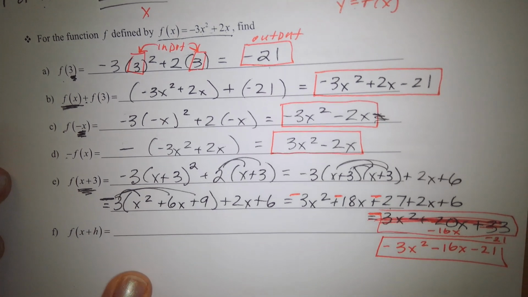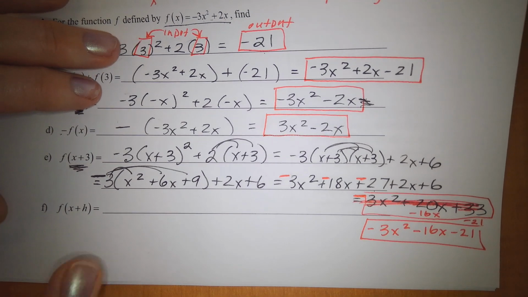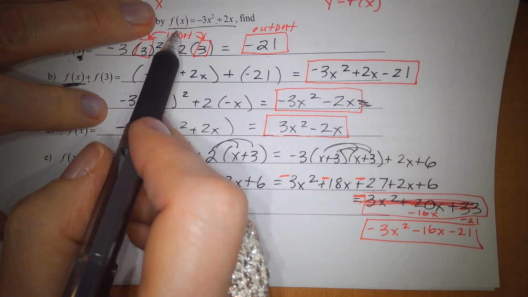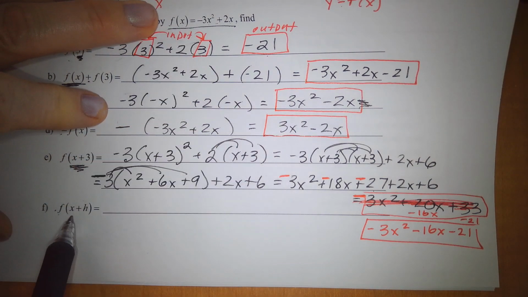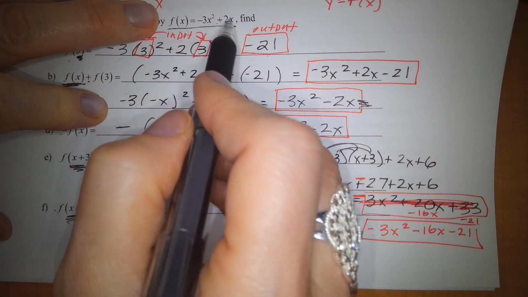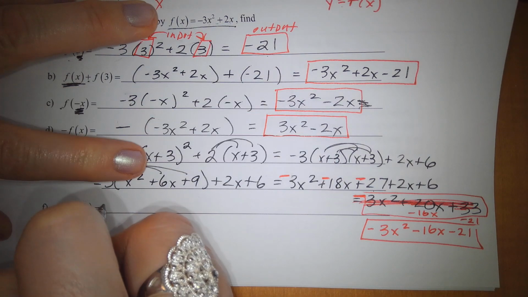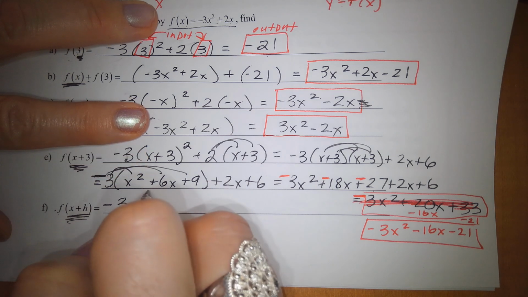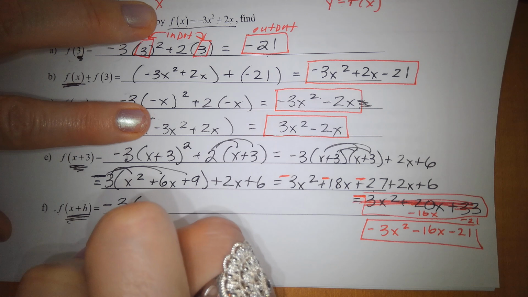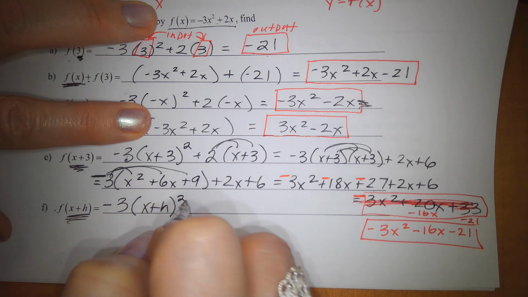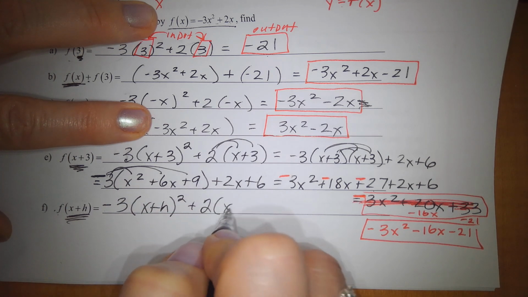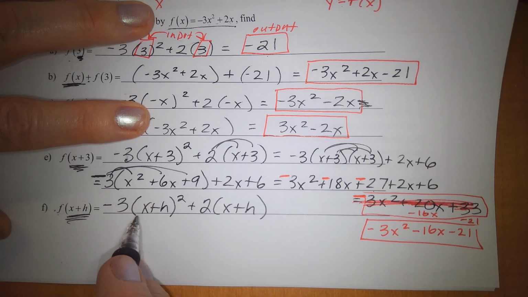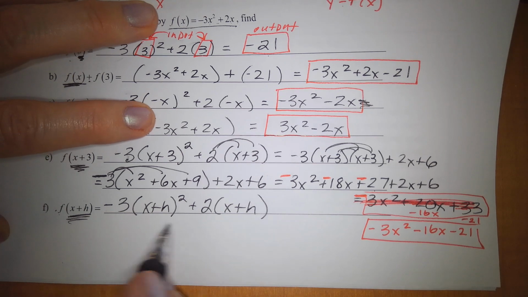All right, last one. The last one down here is the function f of x plus h. So we'll do f of x plus h. So we're going to take x plus h and plug it in everywhere there is an x. So this becomes negative 3. I won't lose the negative this time. So negative 3 times x plus h squared plus 2 times x plus h. So we're going to do the same business that we did up here by foiling all of this out. So let's see what happens.